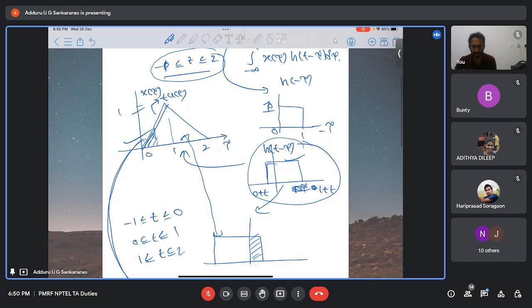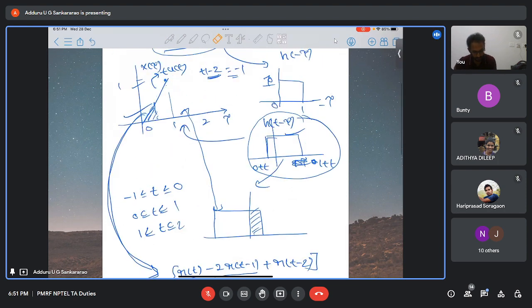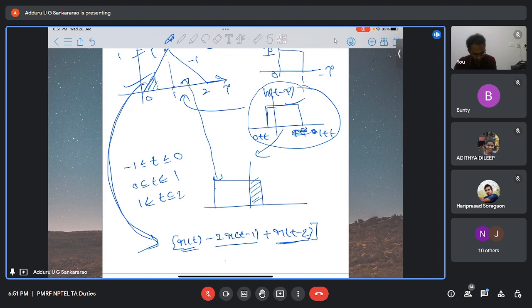Then here slope is 1, suddenly it became minus 1. That means you have to subtract 2 slope from this, that's why I'm writing minus 2 r of t minus 1. Then here with minus 1 slope it is coming down, suddenly here the slope became 0. That means you need to add 1 slope: r of t minus 2, the time shifted version. This is the first signal.